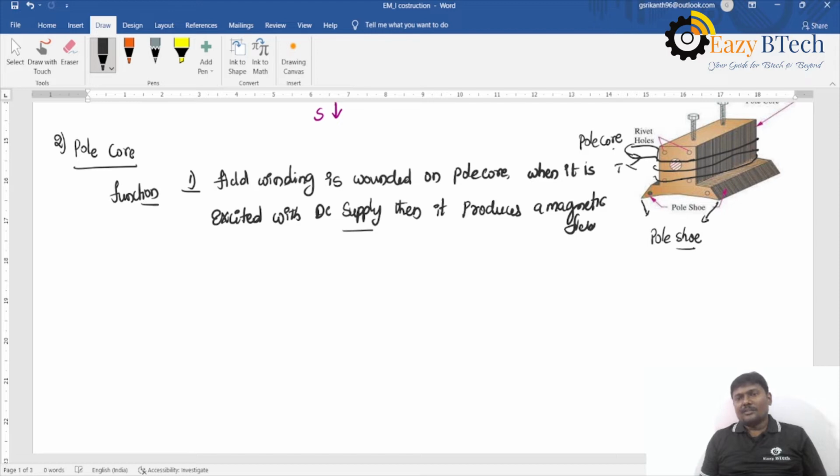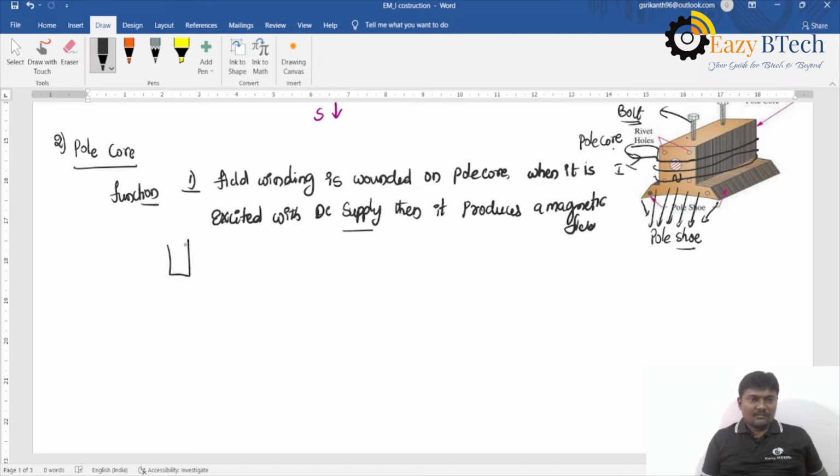The field winding is wound like this. The current passes through here, and then it acts as a north pole and produces flux. This pole core is fitted to the yoke with the help of a bolt.